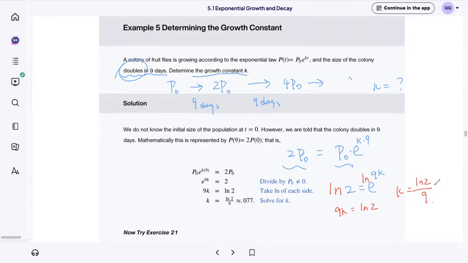Well, I guess for this textbook, everything is to be approximate. So you punch ln2 divided by 9 into your calculator, you get something about 0.077. And that's it. We have all the values. So now we can write down our equation. Oh, actually, we don't need to, because all we have to do is find the K value. That's the exact K value, ln2 divided by 9.